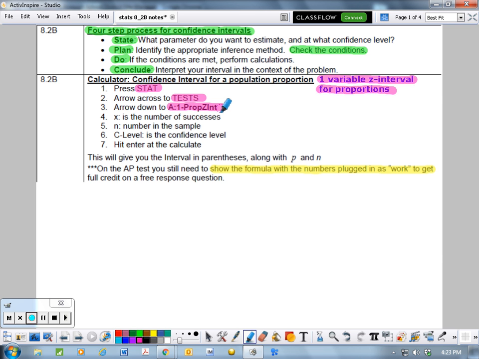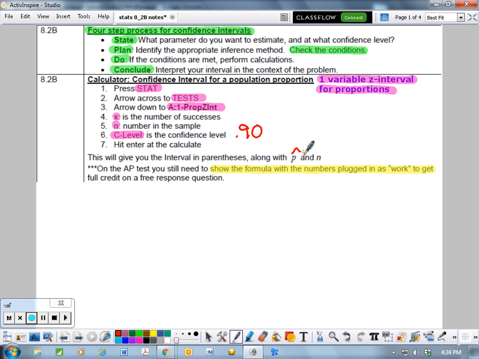Then it goes through and it asks you for x. And x is the number of successes. So if I was sampling 50 people to ask about prom, 36 people decided they want to go to prom, so I'd put 36 here. Number of the sample, that would be the 50 people I interviewed. Confidence level. So if I want a 90% confidence level, I would put 0.90. And then you hit enter to calculate, and it will give you the interval in parentheses along with your p hat and n, and you have to show all that information.